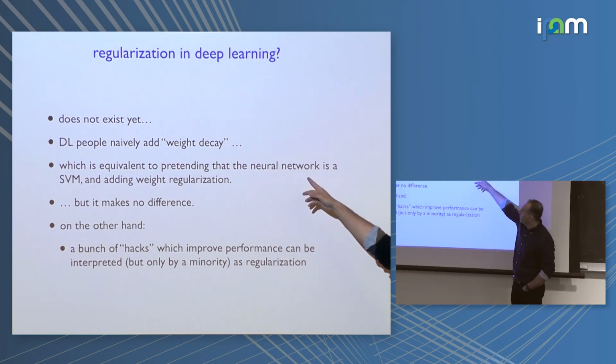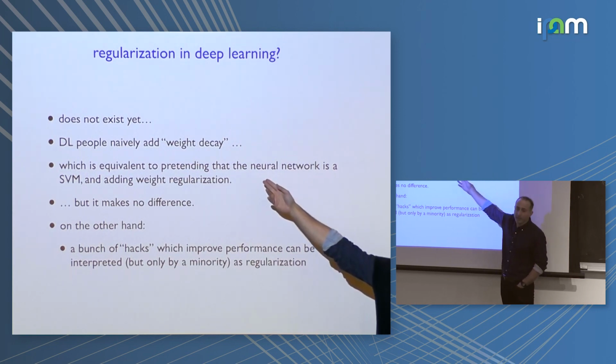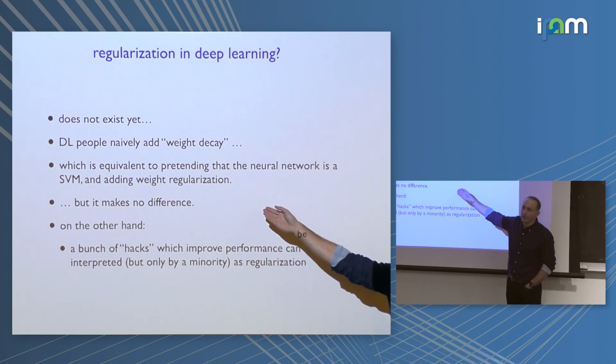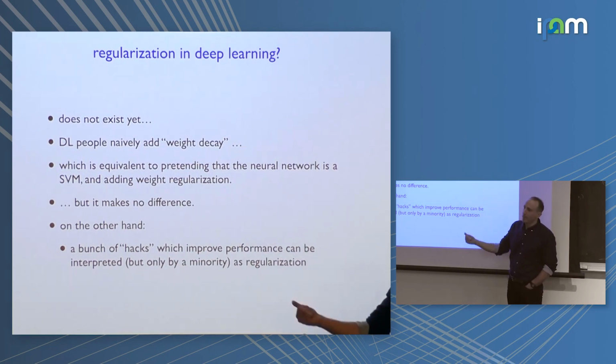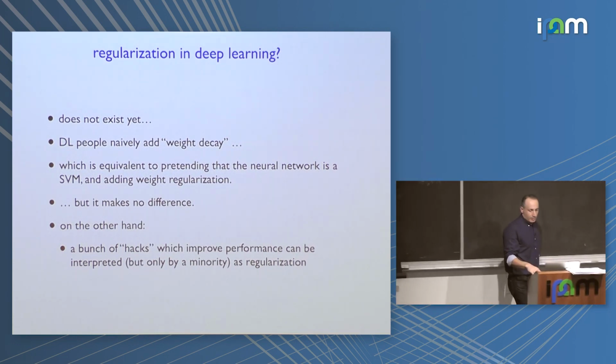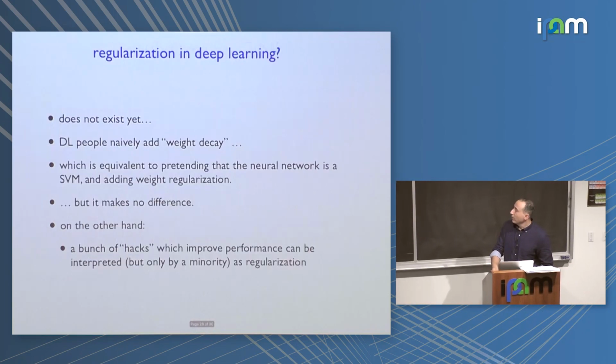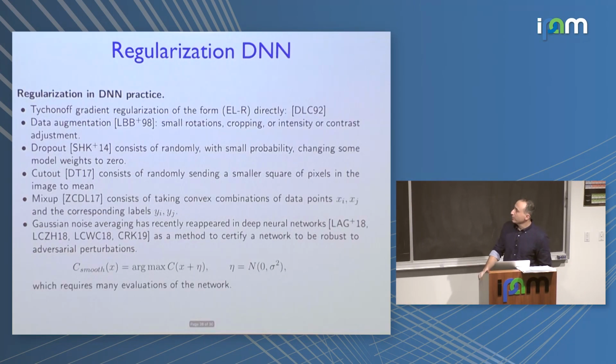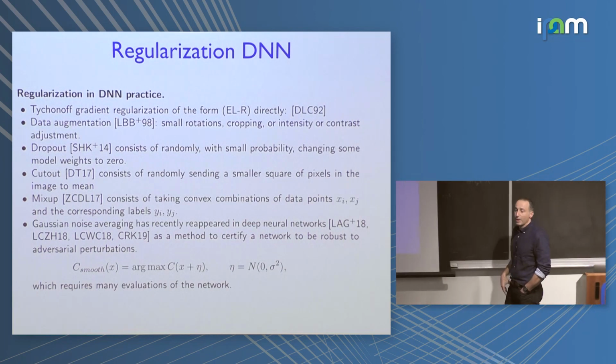The naive stuff, they call it weight decay, and they just add W squared to the loss. A, it doesn't do anything. You don't need to do it. B, it's not really the right regularization, because the neural network, unless it's one layer, is not an SVM. So you're supposed to be regularizing the function, not the W's. But there's a whole bunch of other things they do that they call regularization, and the early literature on deep neural networks had regularization.